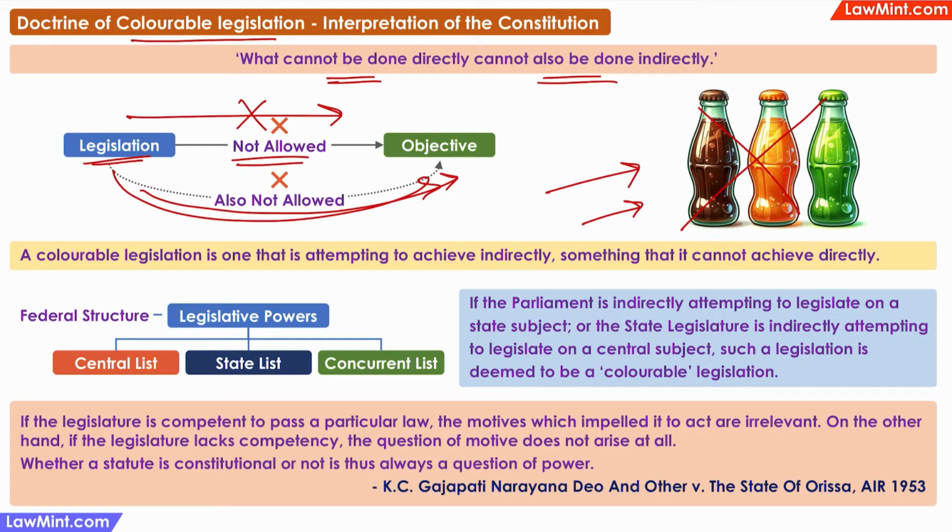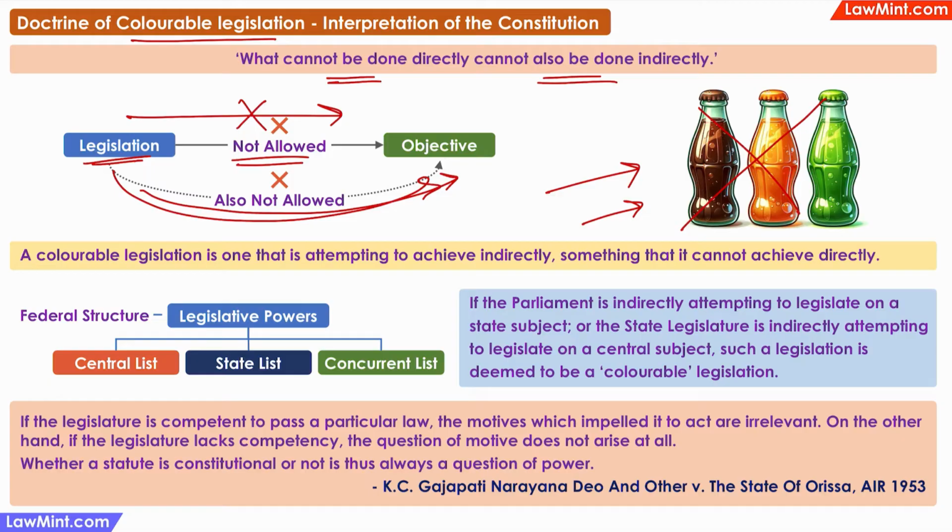In 2015, the Supreme Court struck down the National Judicial Appointments Commission Act, which would have changed the process of judicial appointments in India. One of the views there was that this was a colourable legislation because the executive was indirectly trying to control judicial appointments, something that it could not do directly. Therefore, the legislation was against the concept of judicial independence.